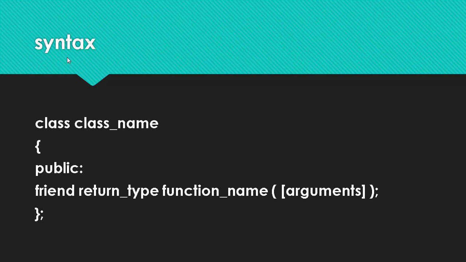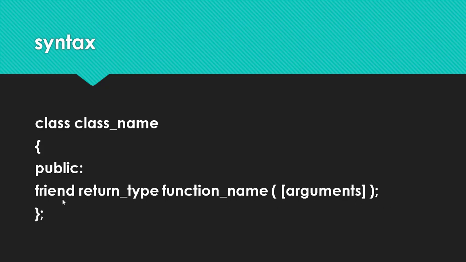The syntax for the friend function: a friend function will be declared inside the class. Class is a keyword here and class name is the name of the class. Inside the brackets we have a public access specifier. A friend function can be declared either as private or public. Here we have declared it as public, and friend is a keyword. Then the return type, which can be int, float, char, and the name of the function. Then you have the arguments, which have to be inside the brackets. Then we have a semicolon.